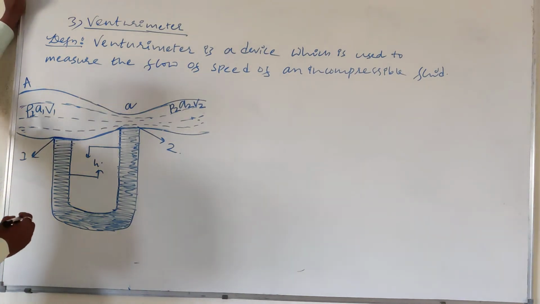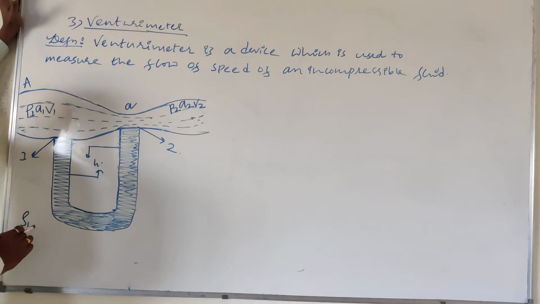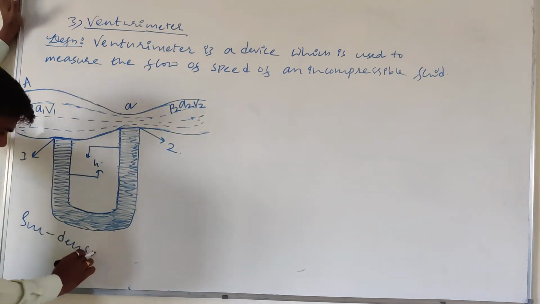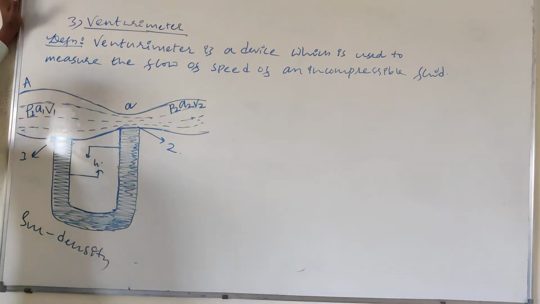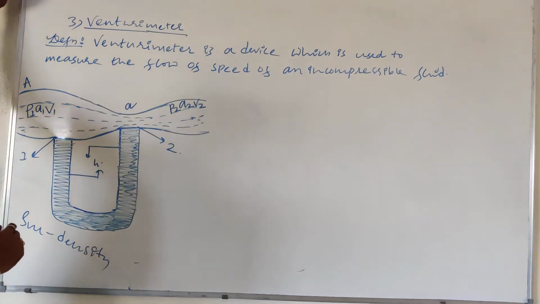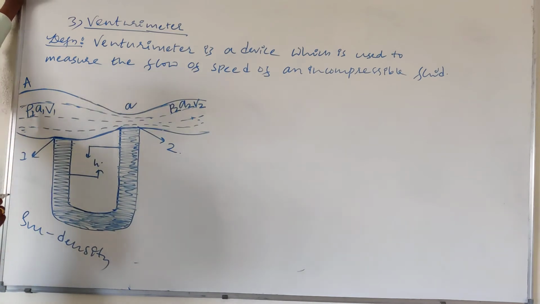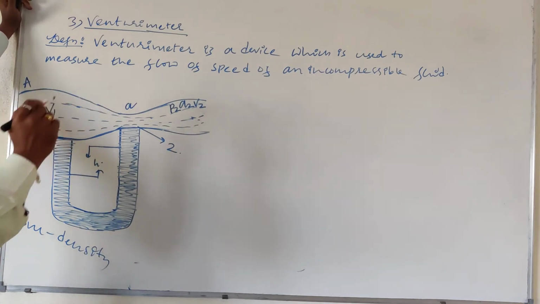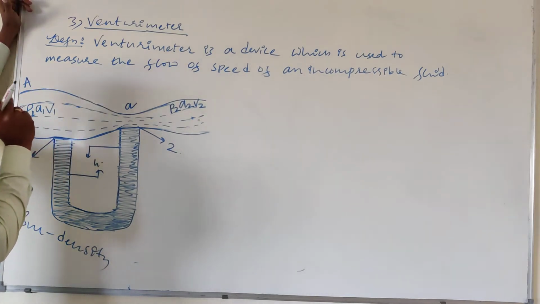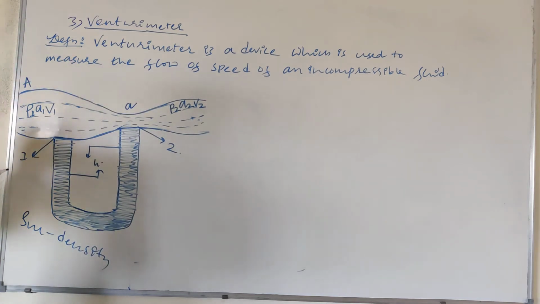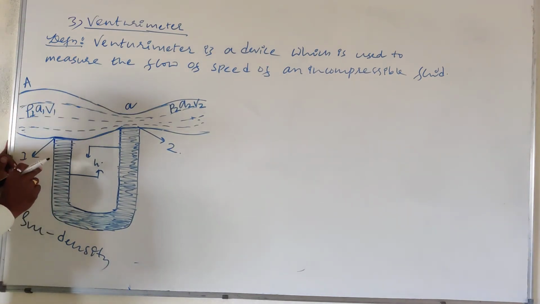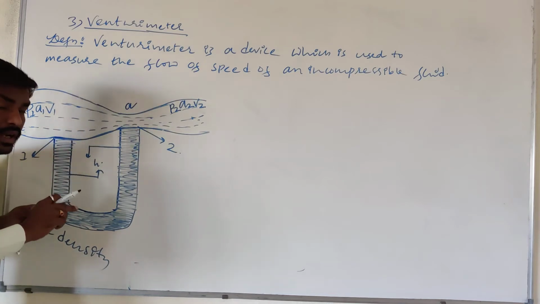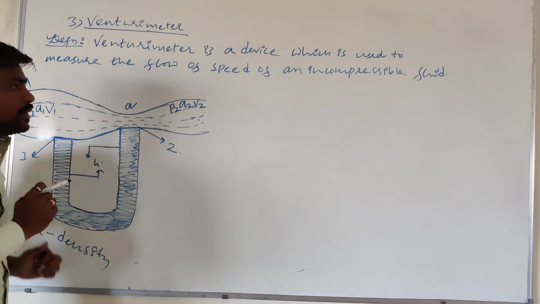Here, what I told just now, rho m is the density. Whenever we measure the flow speed of this incompressible fluid, we are going to apply Bernoulli's principle.